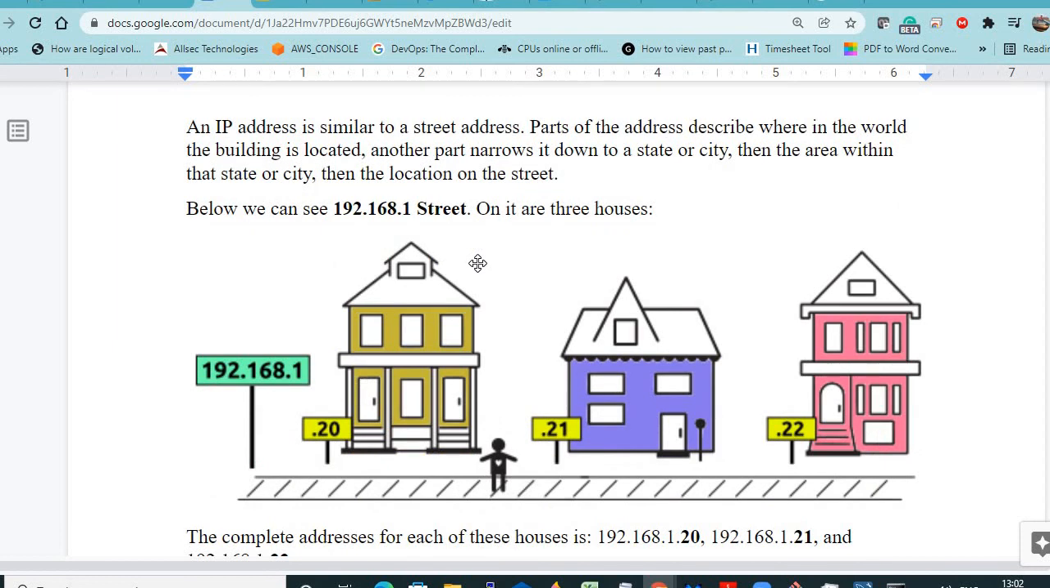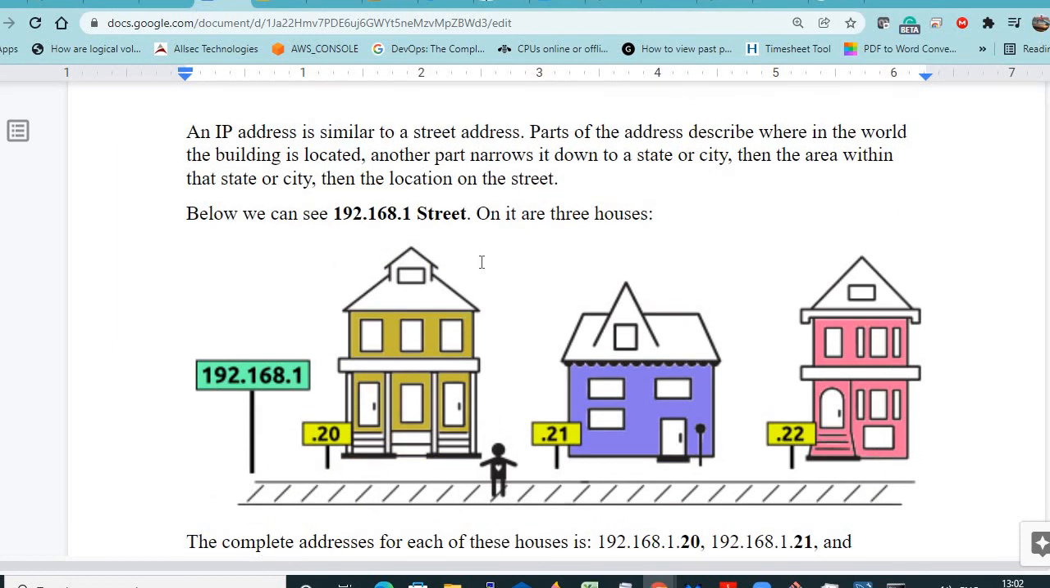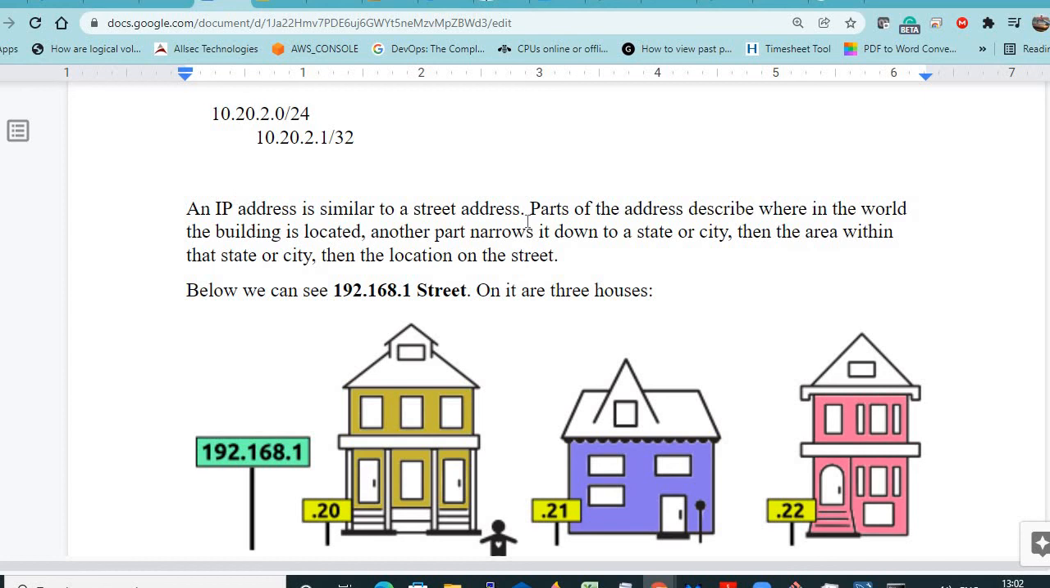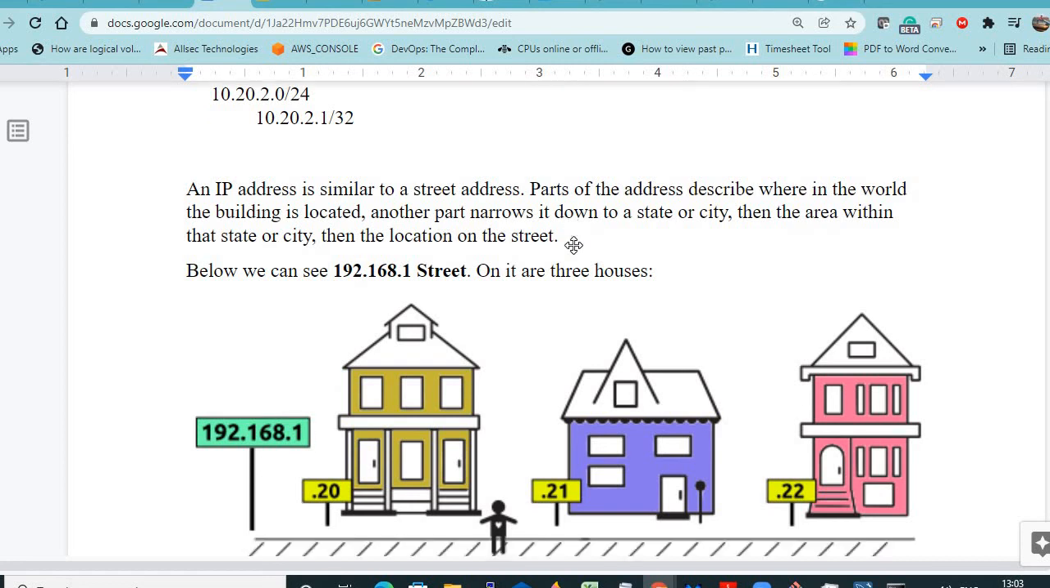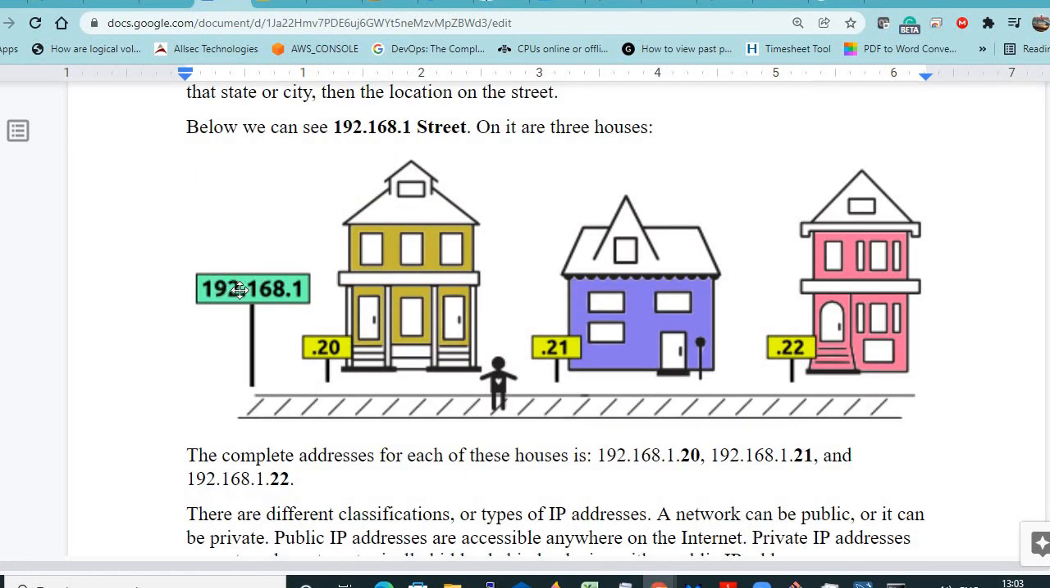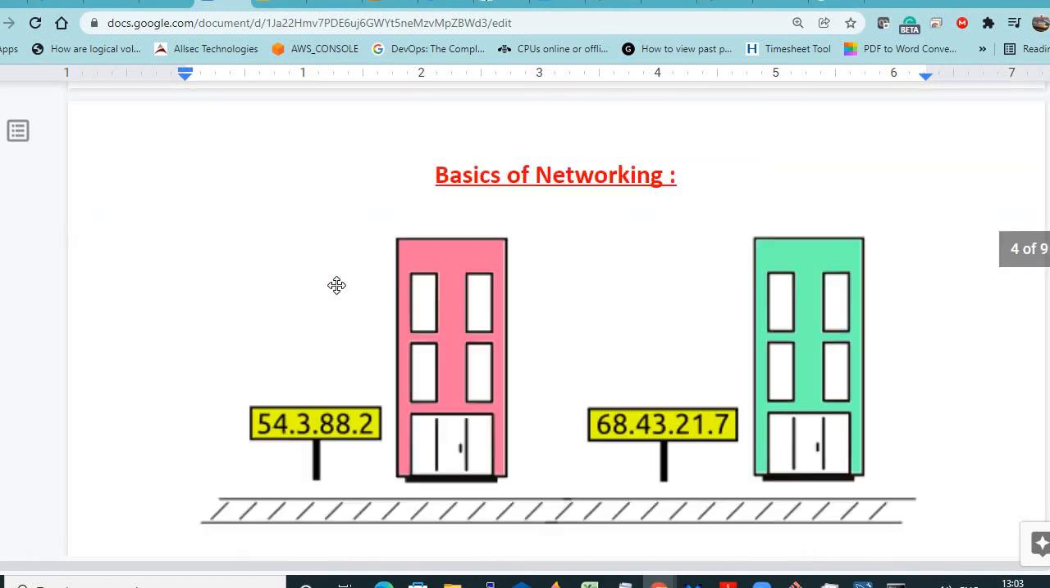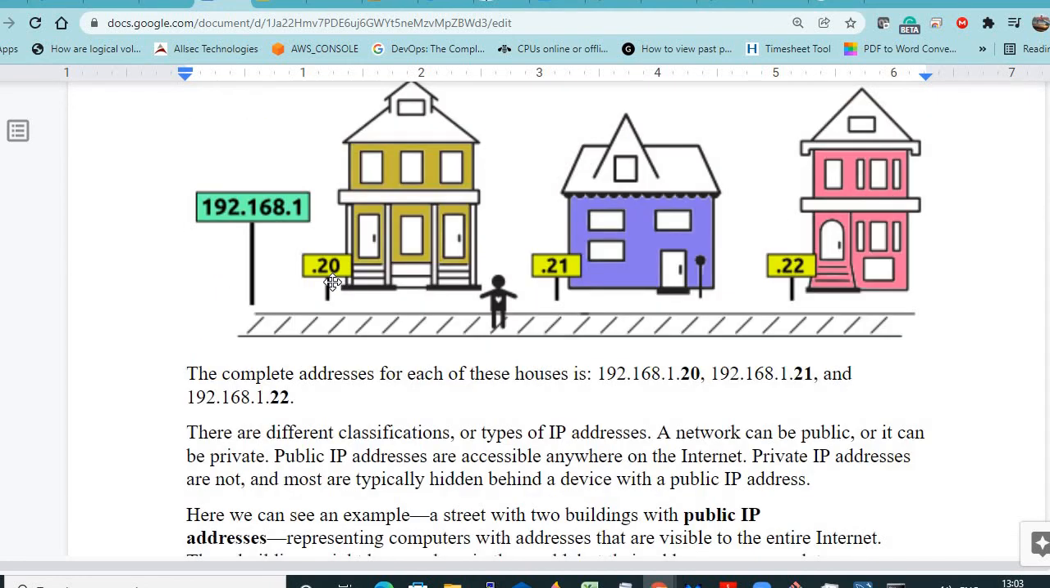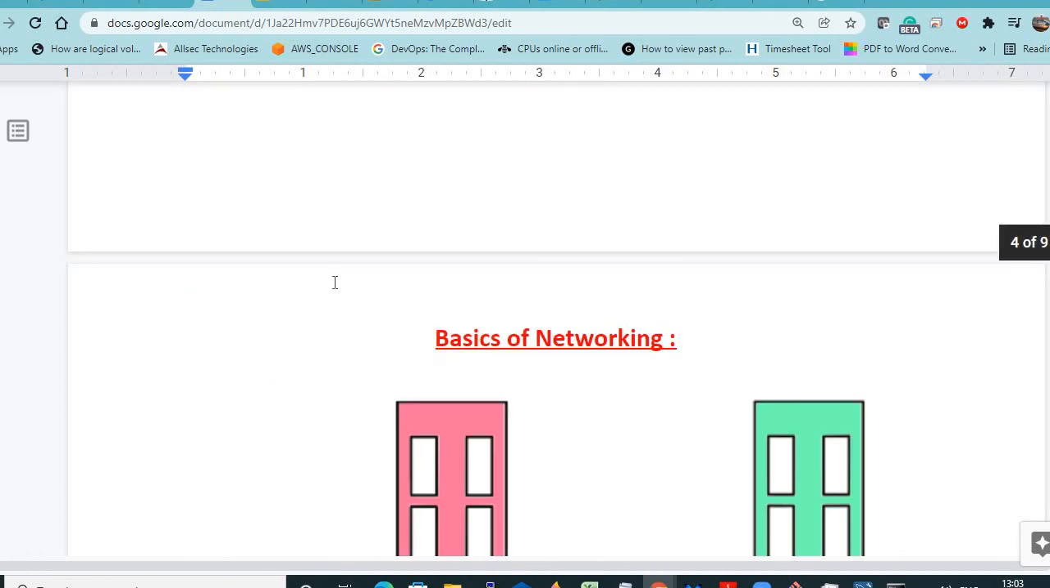And this is another example they have given about the address. An IP address is similar to a street address. Part of the address decides where in the world the building is located. So by looking at the CIDR range, you can tell to which network this belongs. Clear, right? To which network it belongs. Any doubts?